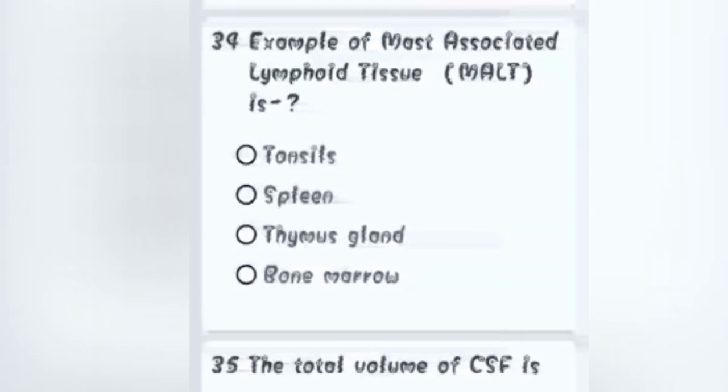Next question number 34. Example of mucosa associated lymphoid tissue, MALT, is: option A, tonsils, option B, spleen, option C, thymus gland, and option D is bone marrow. So the answer of this question is option A, tonsils.